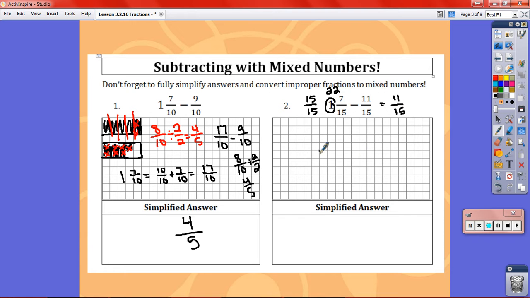Okay, I'm going to do this one with pictures and with tally marks. I mentioned in my last video that tally marks are helpful for subtraction. So let's see, I have 15ths. I have one whole set of 15ths. And then I have 7/15. 1, 2, 3, 4, 5, 6, and 7. Cross out 1, 2, 3, 4, 5, 6, 7, 8, 9, 10, 11. And we're left with 11.